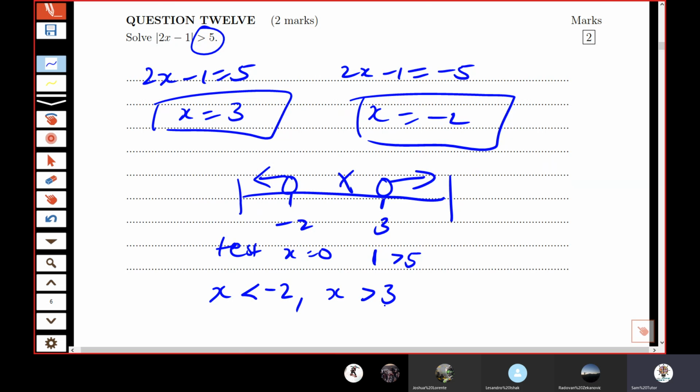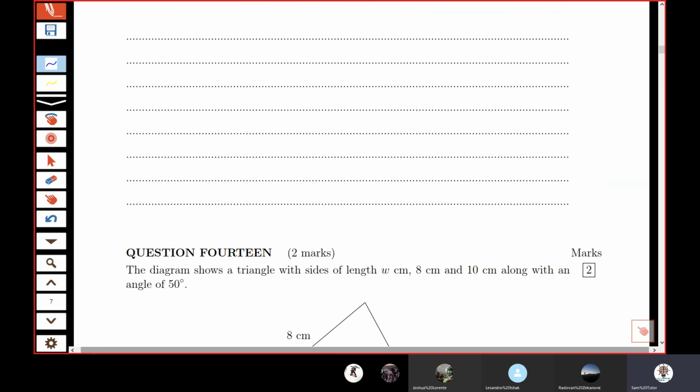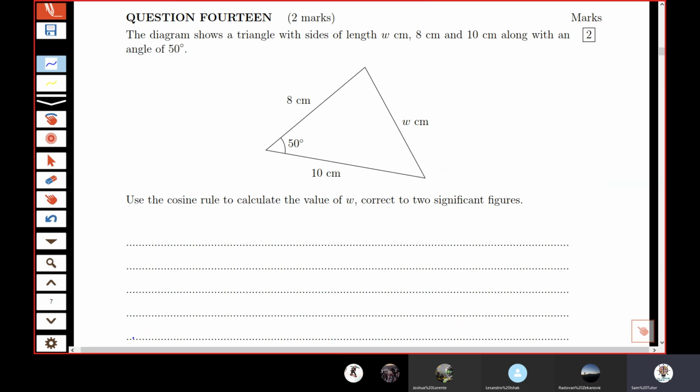Any questions? Yep, that's for you guys. Use the cosine rule. c squared equals a squared plus b squared minus 2ab cos c.